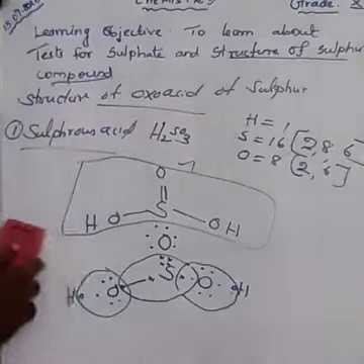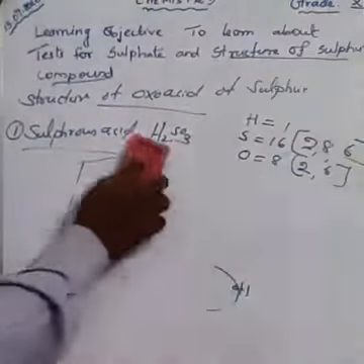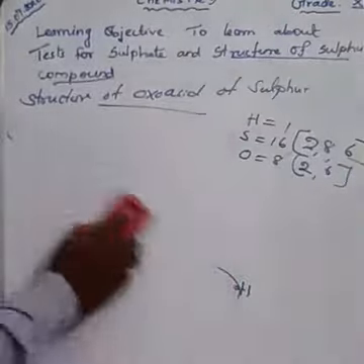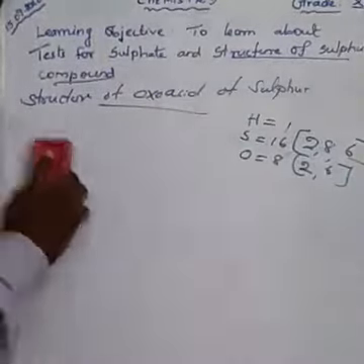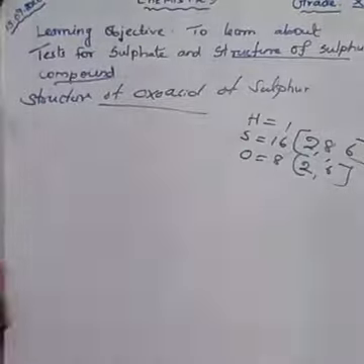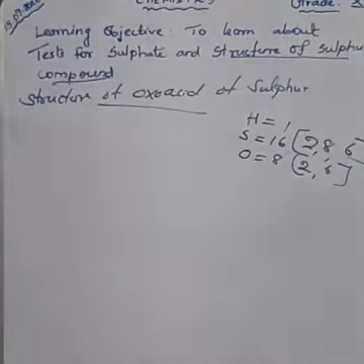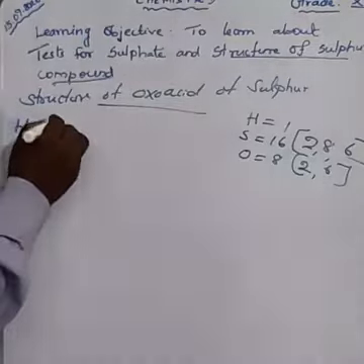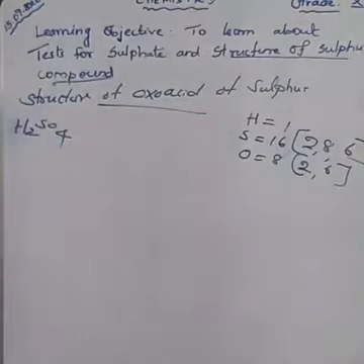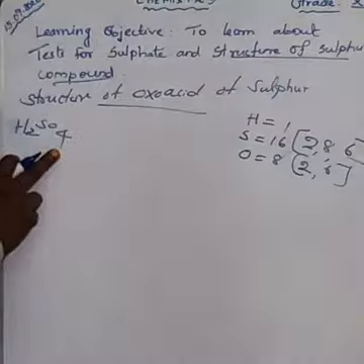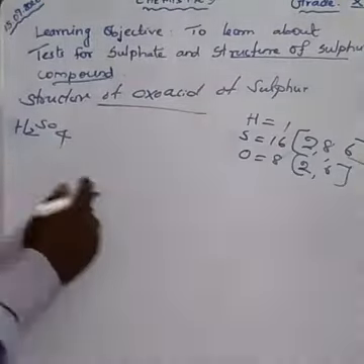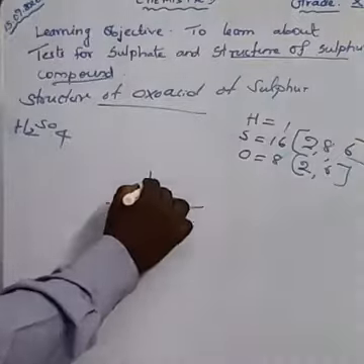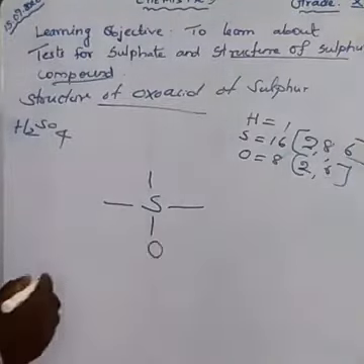Next one is the structure of sulfuric acid. What is the structural formula for sulfuric acid? H2SO4, sulfuric acid. Here having 4 oxygen. How much oxygen is there? 4 oxygen. That is, sulfur is surrounded by 4 oxygen.